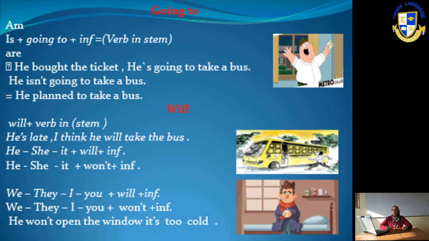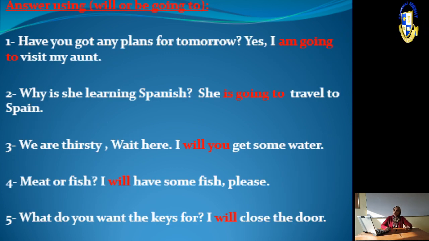And number 2 here. Why is she learning Spanish? It means that she's doing something because she has a plan for something else. She's going to travel to Spain. So she planned or arranged to travel to Spain. That's why she is studying Spanish.